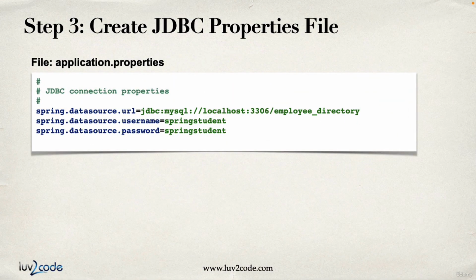Next, we have step 3 of creating our JDBC properties file. Basically, we can reuse our existing properties because we'll have this one database schema for our employee directory, and we'll place our security tables within that same database schema. So we can simply reuse the same information.